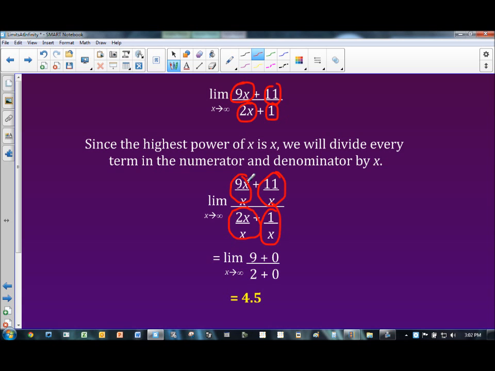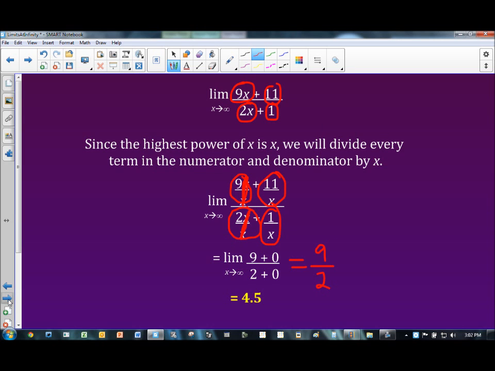All right. Well, the x's cancel here, leaving me with just 9. Nothing cancels here. These x's cancel out, leaving me with just 2, and nothing cancels here. So I've got a 9, which I copy here. 11 over x approaches 0. 2 gets copied down here, and 1 over x approaches 0. So what I've got is a 9 on the top and a 2 on the bottom. And what you'll notice is those two numbers were the lead coefficients of the top and the bottom of my original function, and that is 4.5.